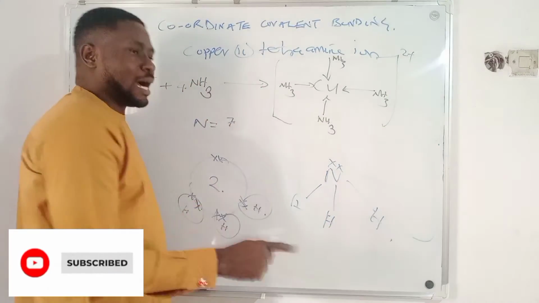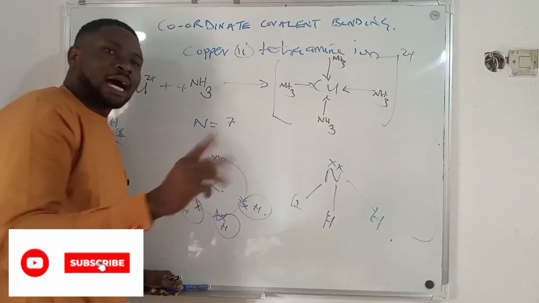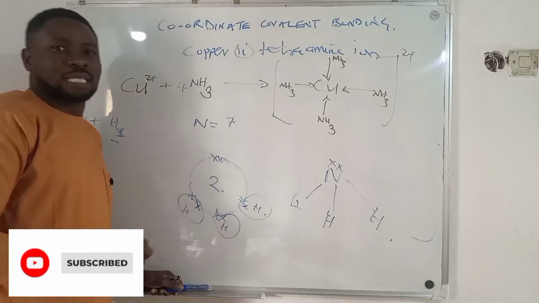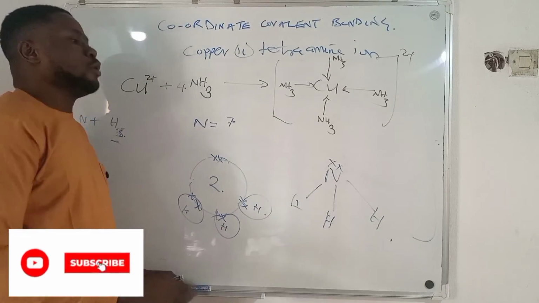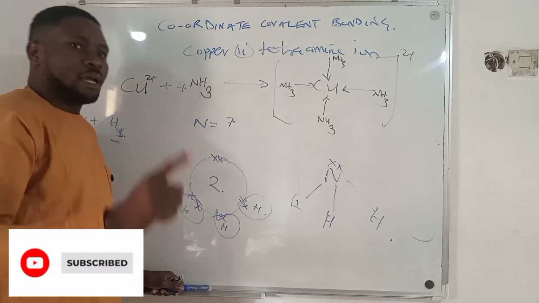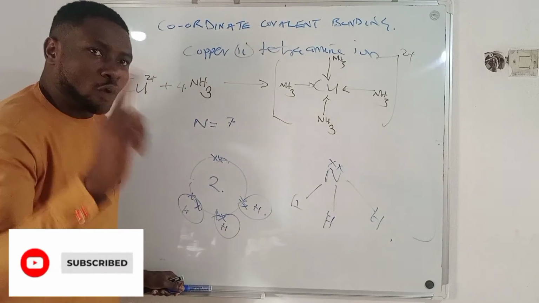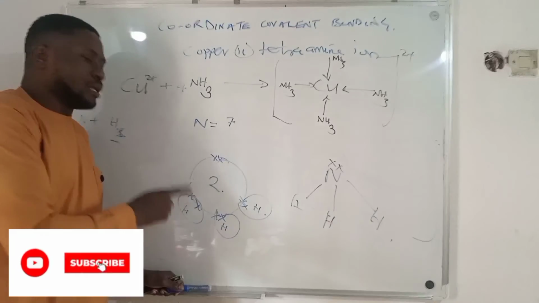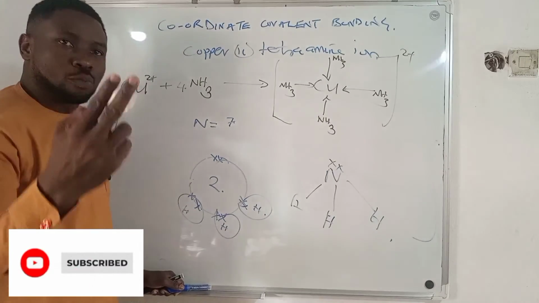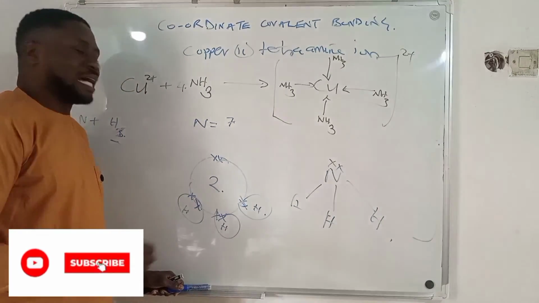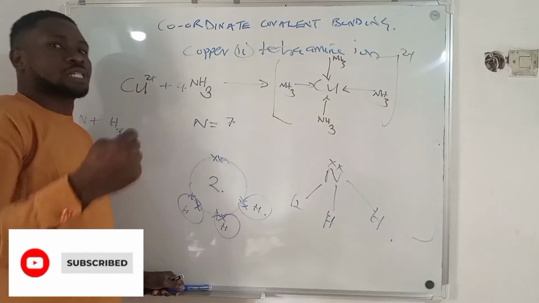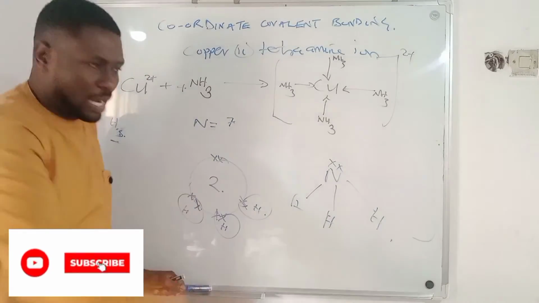That means ammonia has 1 lone pair, but water has what? 2 lone pairs. Very important to know. Please take note. Ammonia has 1 lone pair of electrons, while the oxygen in water has 2 lone pairs, therefore 4 electrons.